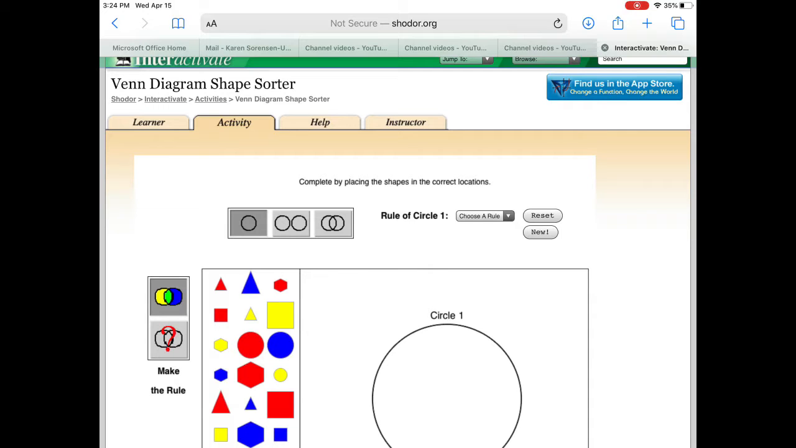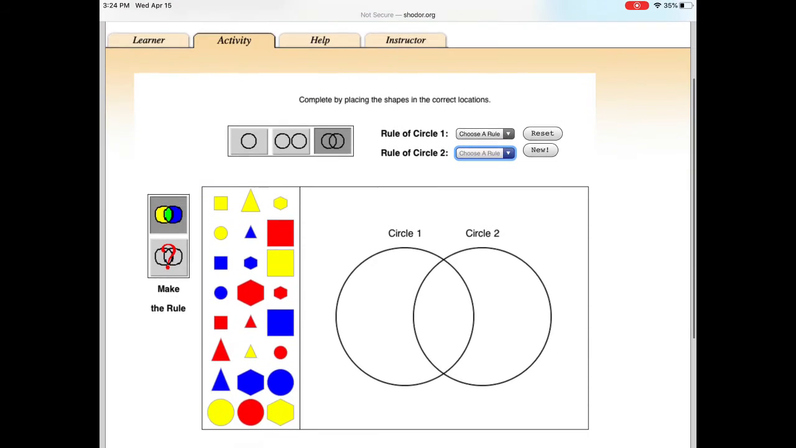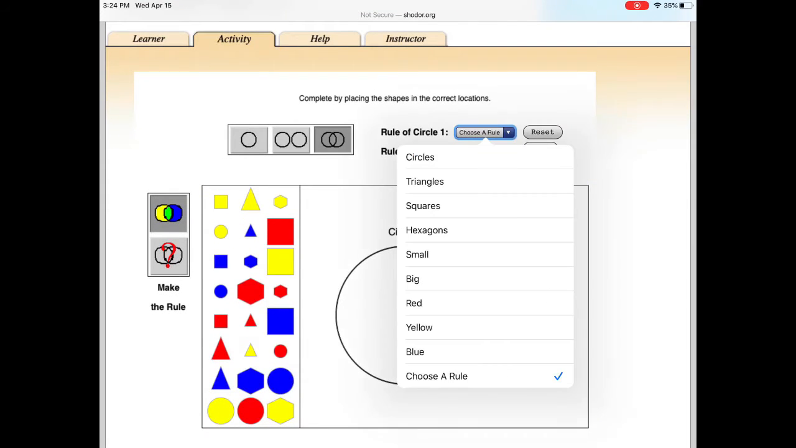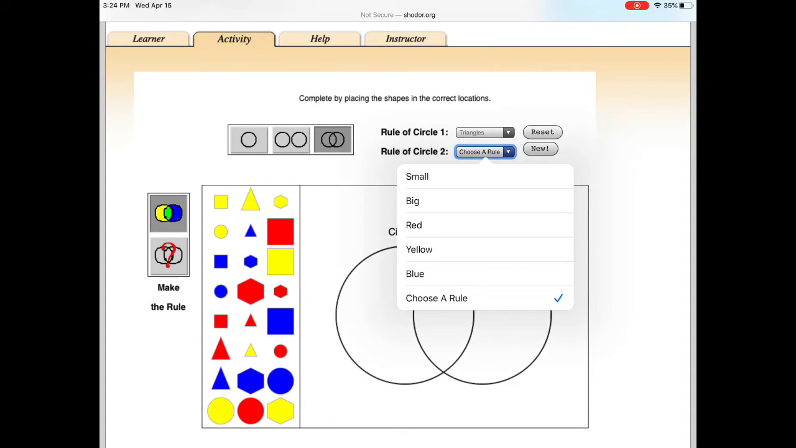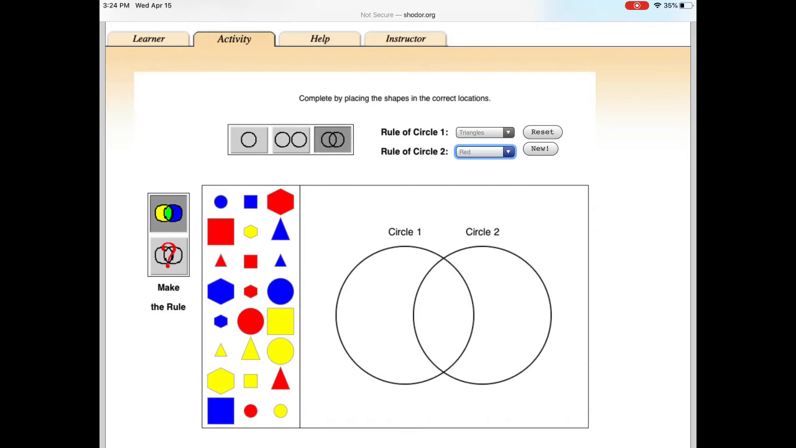Let's review using a Venn diagram. I'm going to select a Venn diagram with two overlapping circles. I'm going to set the rule for the first circle: everything in the first circle has to be a triangle. The rule for the second circle: everything in the second circle has to be red.